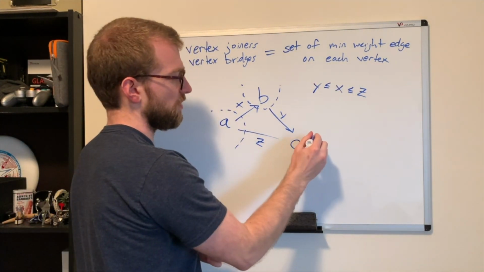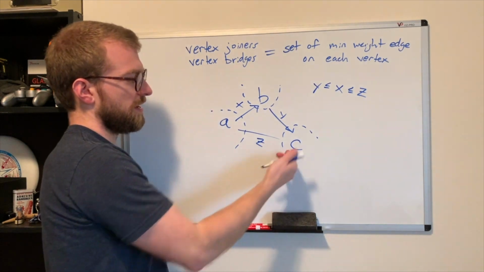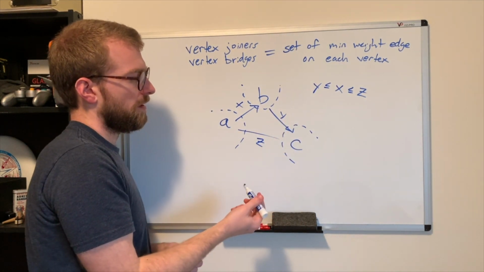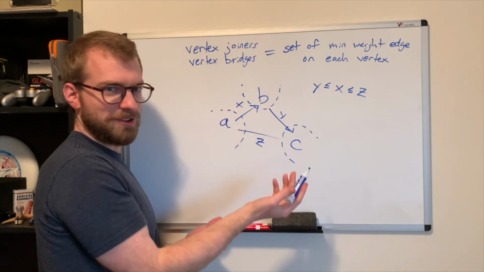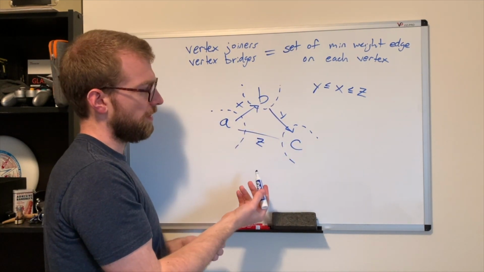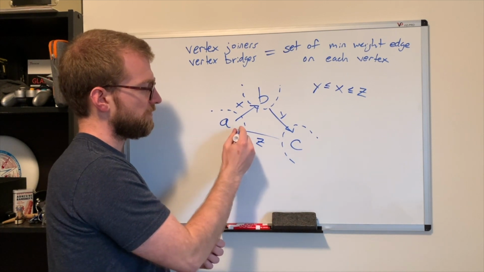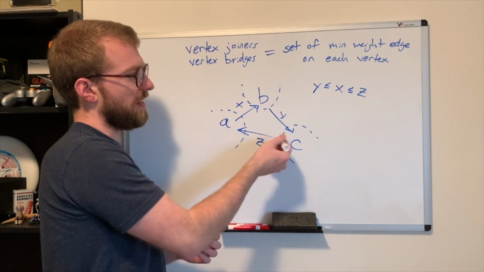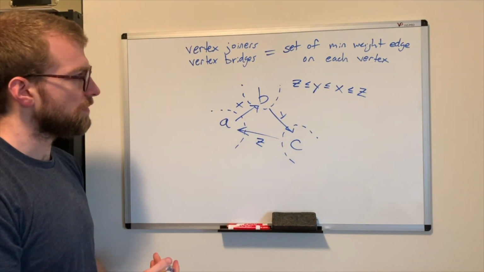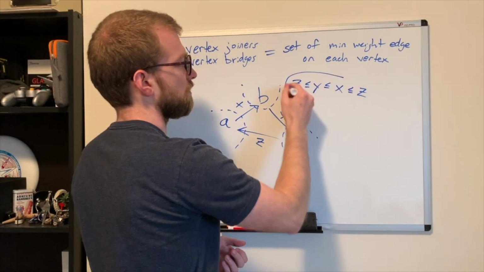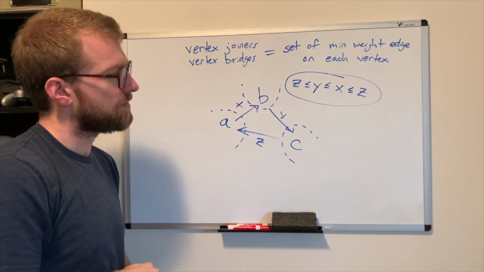And then finally, from the perspective of C, it sees 2 edges here. We know that it wouldn't select Y, because then we wouldn't create a cycle, right? Nobody would have selected Z. So it must have selected Z, and that must mean that Z is less than or equal to Y. Okay, so now we have these constraints on the edge weights.